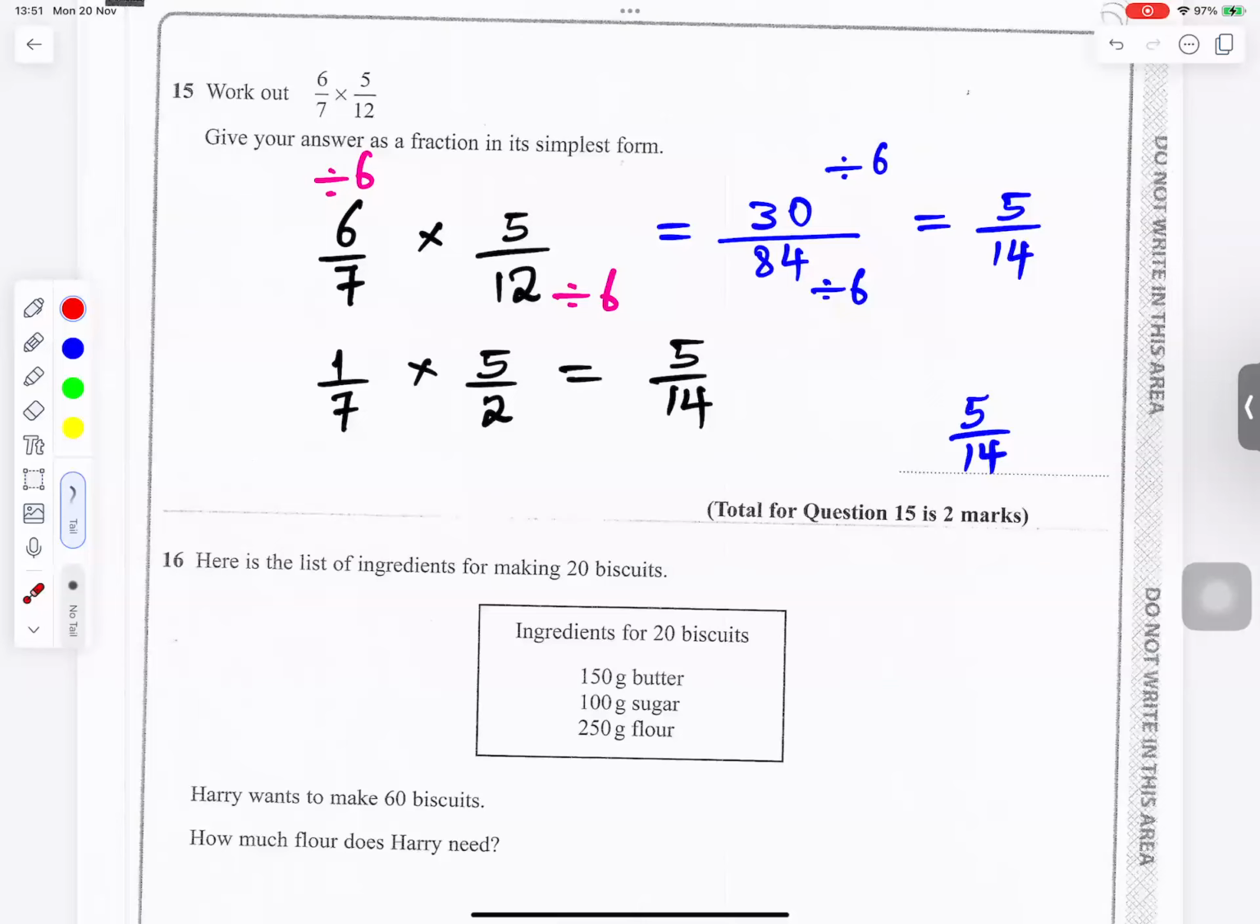Or you can simplify first. 6 divided by 6 is 1. 12 divided by 6 is 2. So you have 1 times 5 is 5, 7 times 2 is 14.